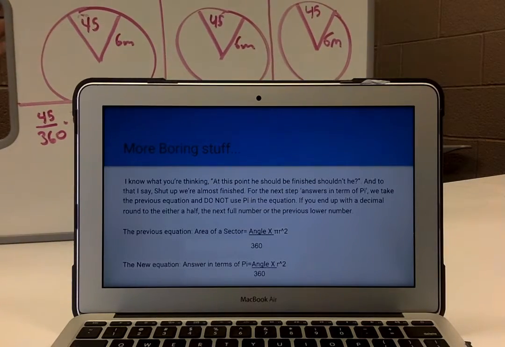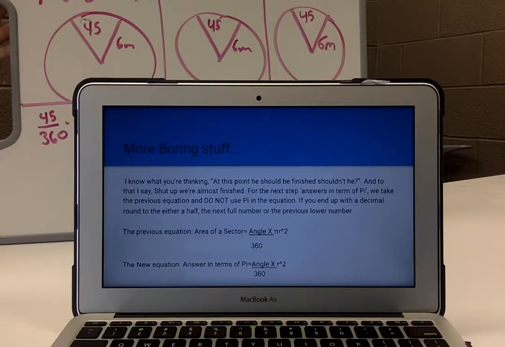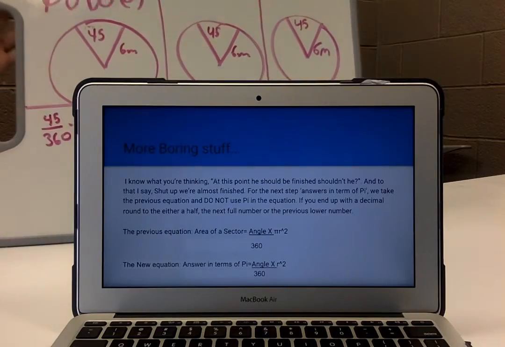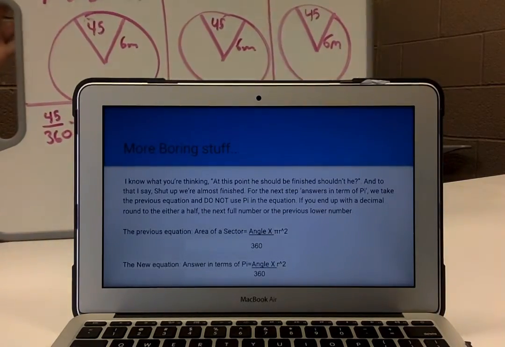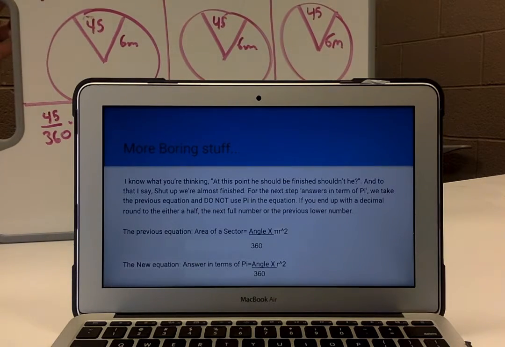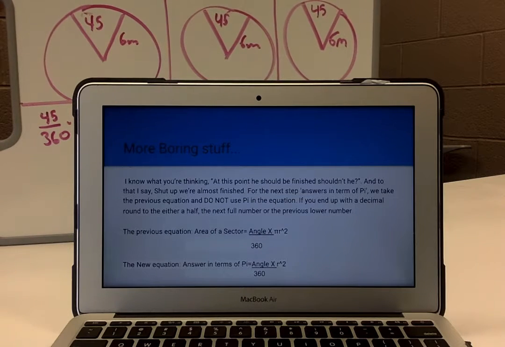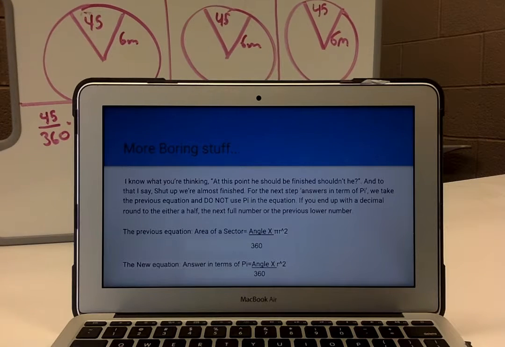We're almost finished. For the next step, answers in terms of pi. We take the previous equation and do not use pi in the equation. If you end up with a decimal, round to either the next full number or the previous lower number. The previous equation is area of a sector equals angle x, pi, radius, second power, angle being divided by 360. In the new equation, answer in terms of pi, angle x, radius to the second power, angle is divided by 360.